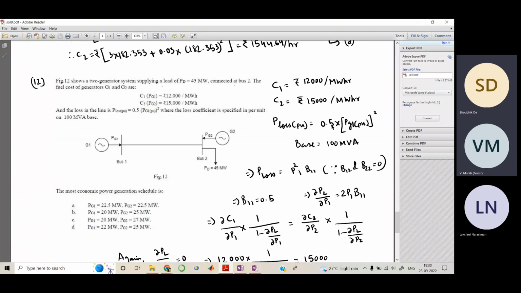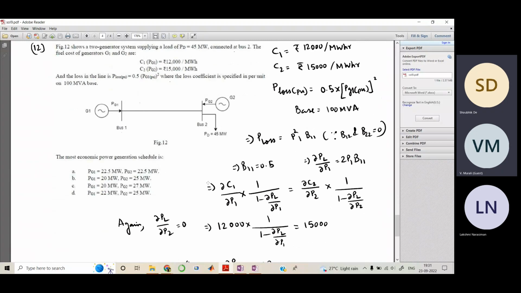Now, since this load is connected to bus number 2, therefore the loss on the transmission line would be only due to generator 1, right? So this is our equation. This has also been given here directly, right? Now, directly from this equation, we get B11 as 0.5, right? By equating our parent equation with this equation. And when we differentiate this, I am treating this P loss as PL here. So del PL del P1 is 2 P1 B11.